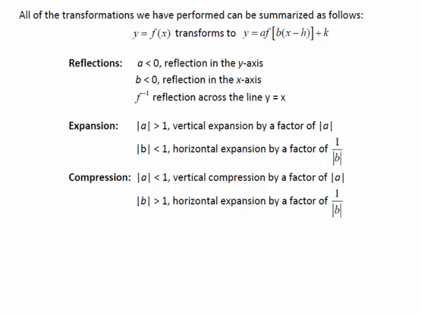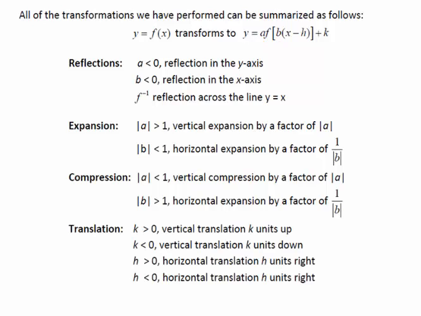Then we did our compression, and compressions are when the a value is less than 1 and the b value is greater than 1, vertical or horizontal. And once we've done our reflections, expansions, and compressions, then we can do our translation, our moving up vertically with k, up or down, moving horizontally left or right with h.